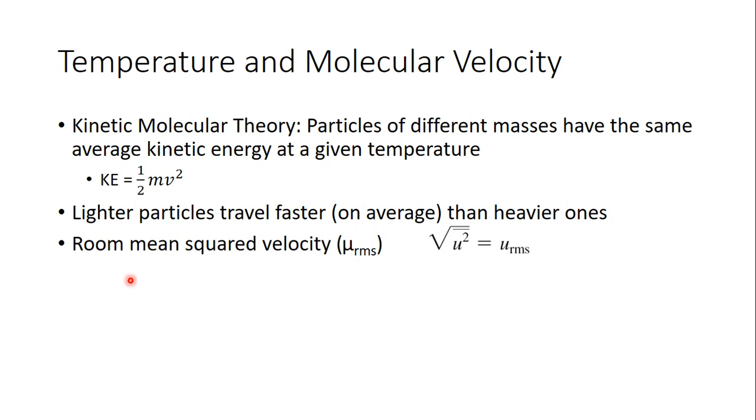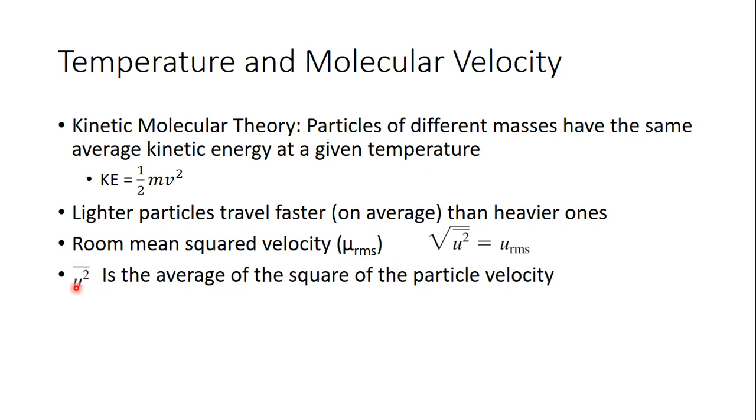And we can measure this, and it's called the root, not the room, mean squared velocity. And that's just basically, on average, what is your velocity? And this mu squared is just the average of the particle velocity. So this is just saying, on average, how fast are you going?